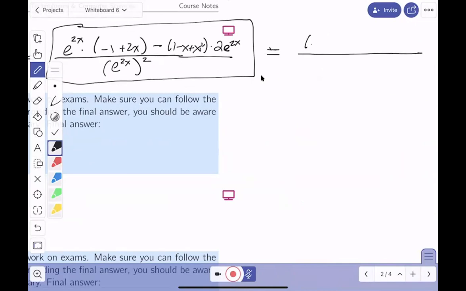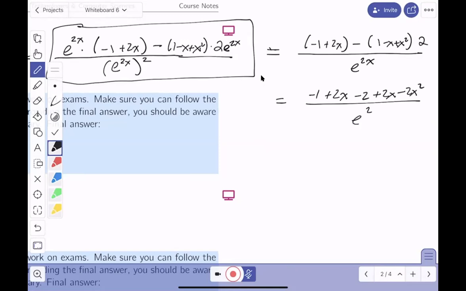Well, the first term on top would become minus 1 plus 2x. The second term, again, I'm dividing the second term by e to the 2x. What would you get over there? You get 2. On the bottom, one of the factors would cancel off, and you get e to the 2x. I'm going to simplify that. You can get minus 1 plus 2x minus 2 plus 2x minus 2x squared over e to the 2x. Let's continue to go forward. We'll look at the key later. So I'm saying, excuse me, minus 2x squared plus 4x minus 3.